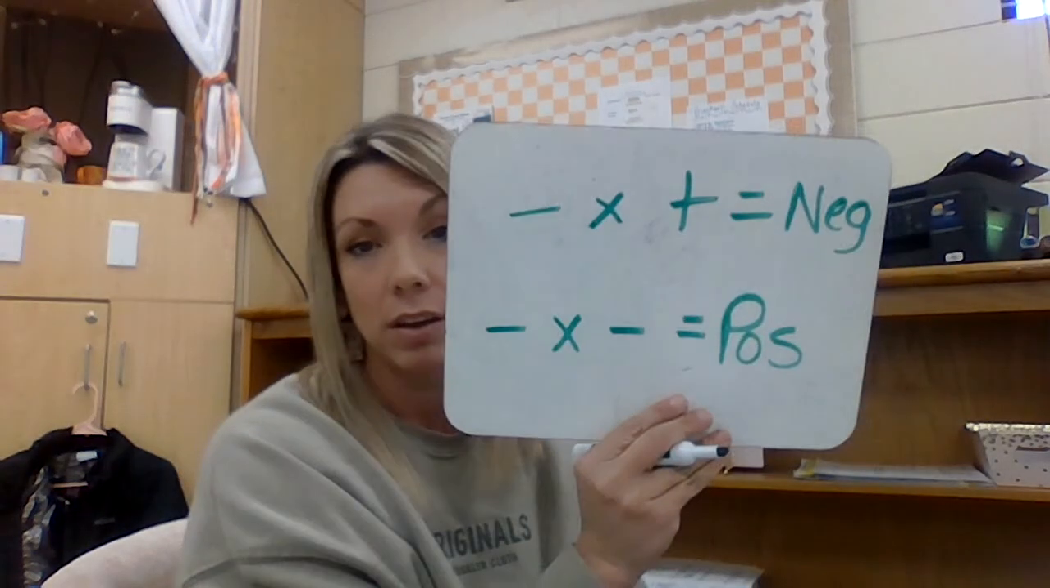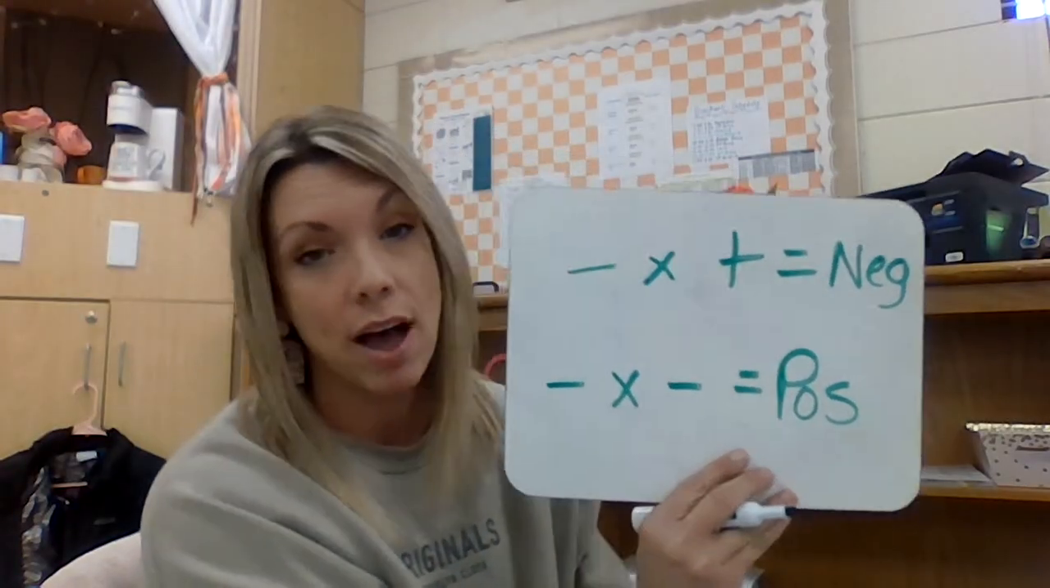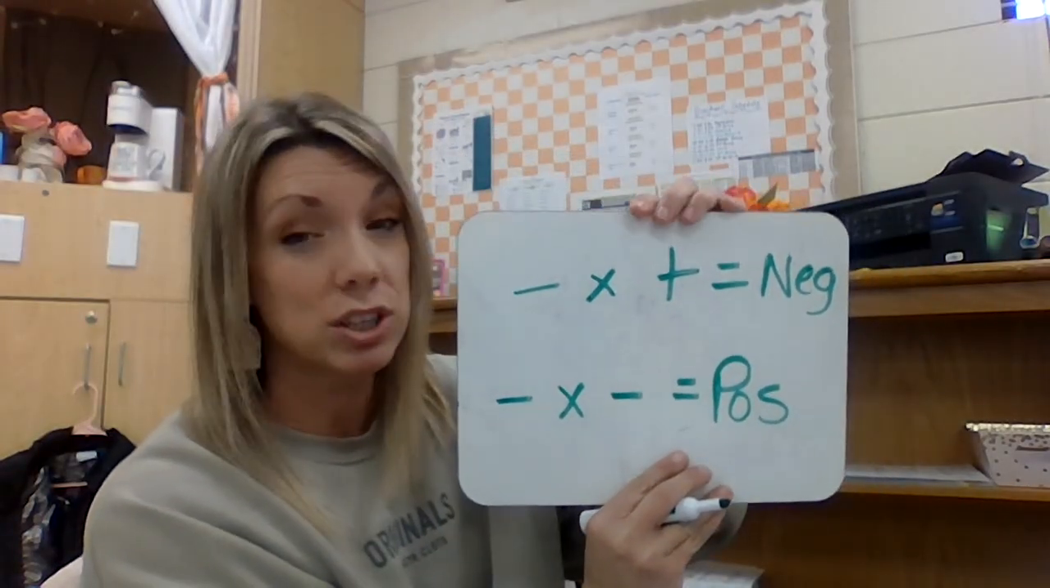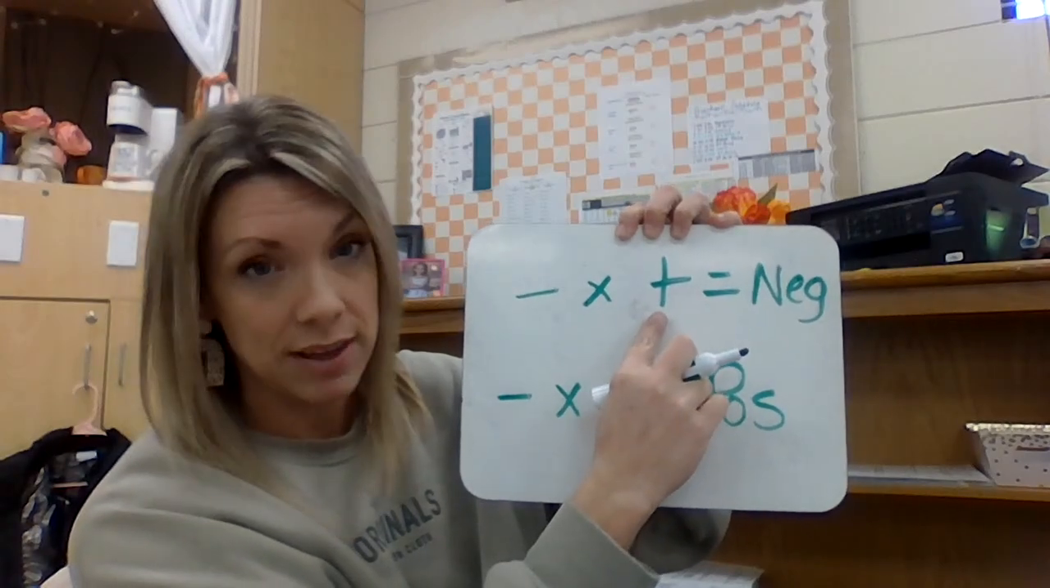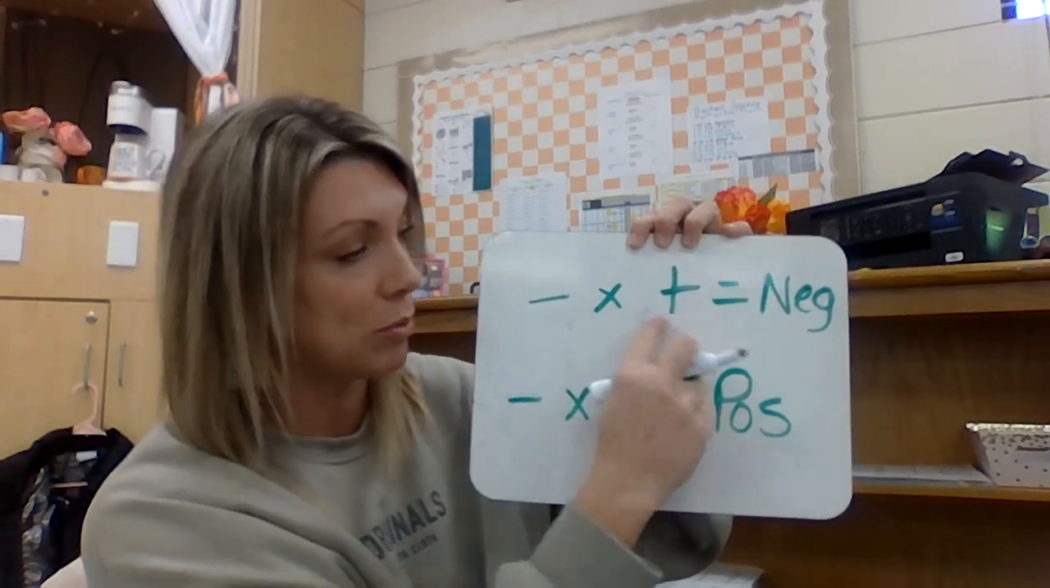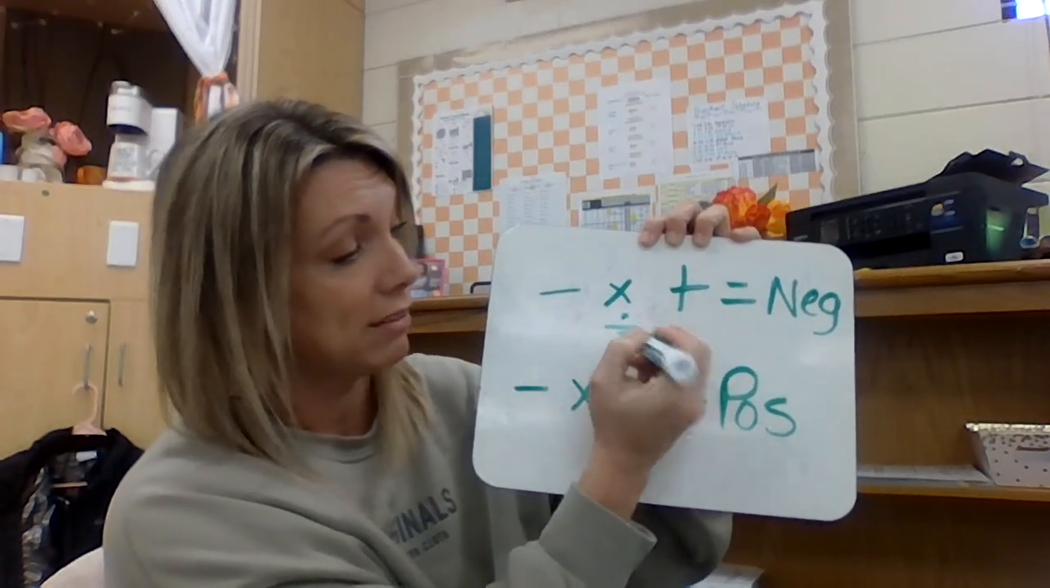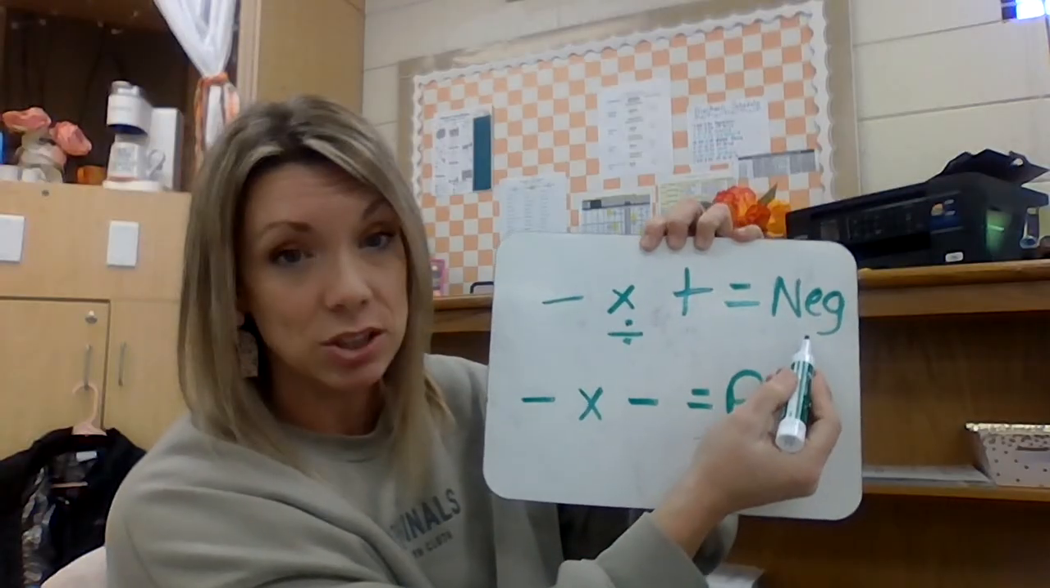Now, the only two rules to remember for negatives and positives are a negative times a positive will always give you a negative answer, and a negative times a negative will always give you a positive answer. If you want to pause and write this down, if you don't have it already written down somewhere, or if you just need to remember: a negative times a positive, anytime there's one negative and one positive and you're multiplying or dividing, actually, it will be a negative answer.